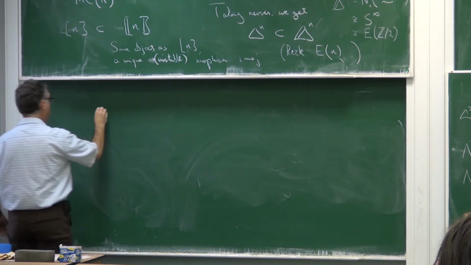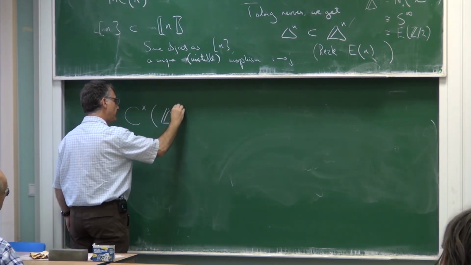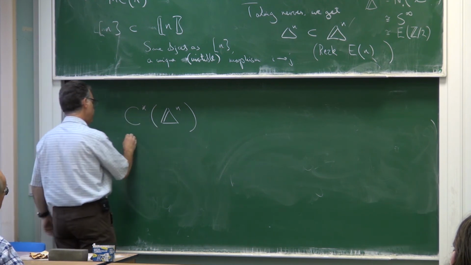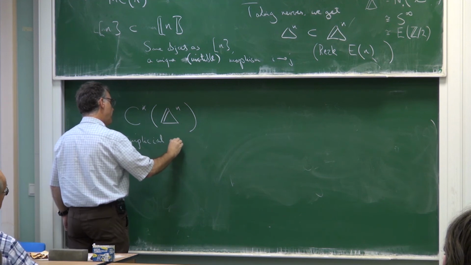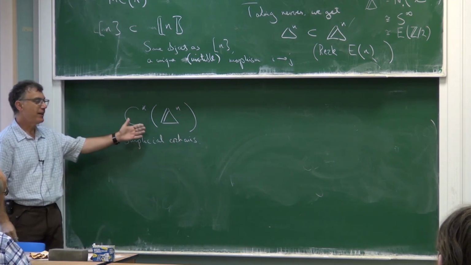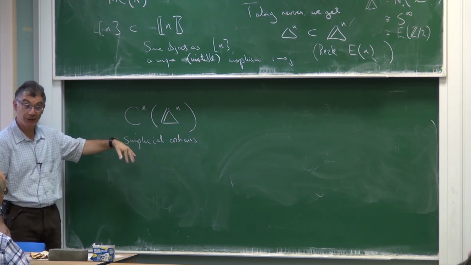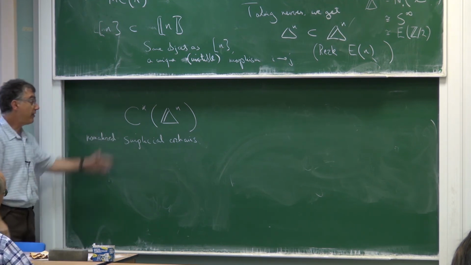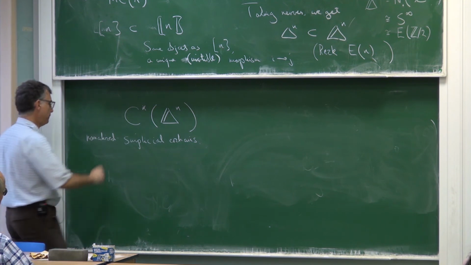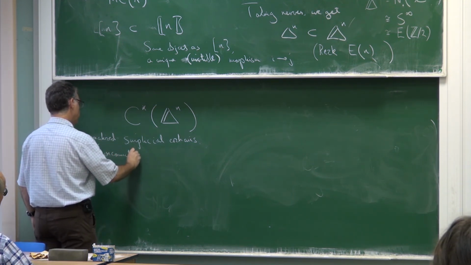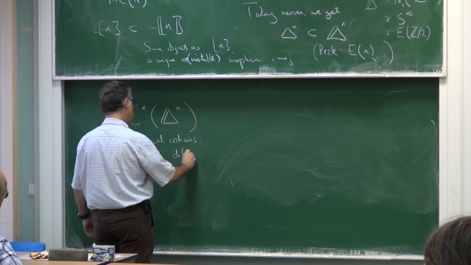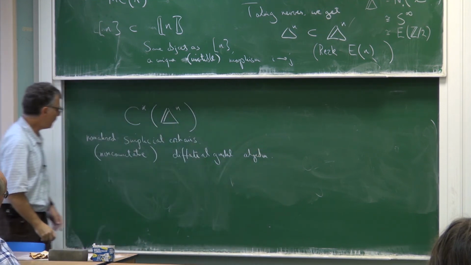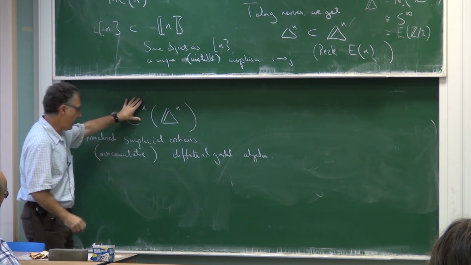So I'm now going to take the following differential graded algebra. The simplicial cochains on this simplicial complex. And if you know about simplicial cochains, you'll know that you can consider unnormalized or normalized simplicial cochains. I'm going to take the normalized simplicial cochains. So this is a differential graded algebra. It's not commutative. So I have this differential graded algebra.